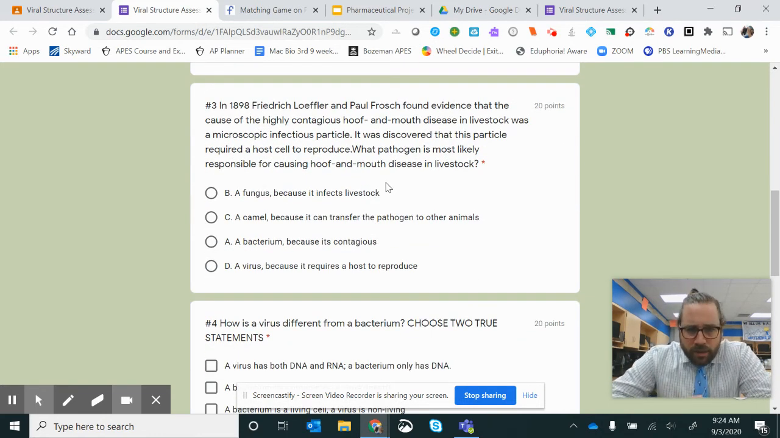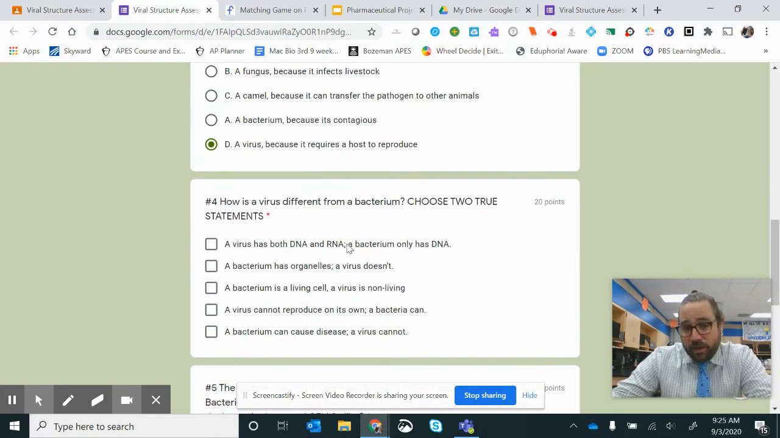Number 19, we did great on this one. What pathogen most likely killed it? Well, it says right here it's a microscopic infectious particle that required a host cell. So that right there tells me it's got to be a virus. This is from the STAAR test, and almost everyone got this one right.